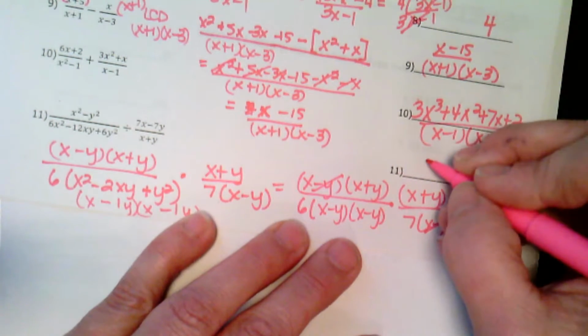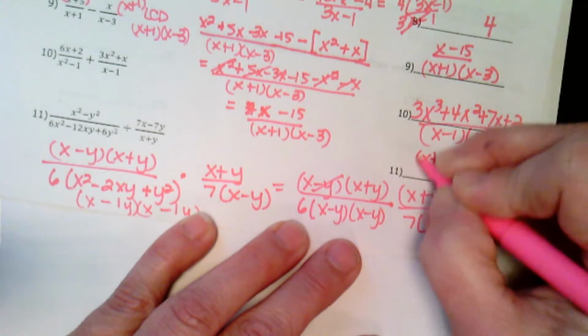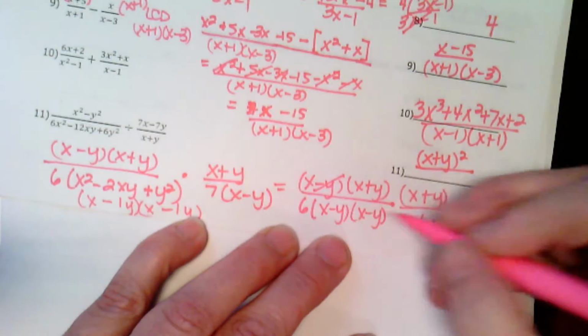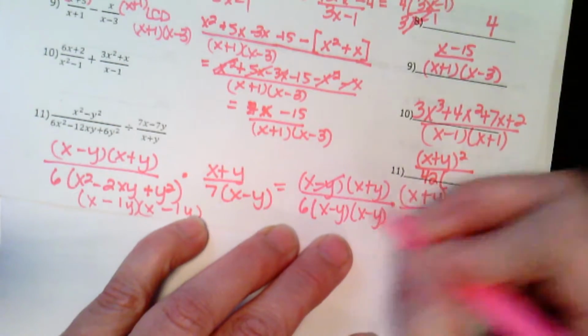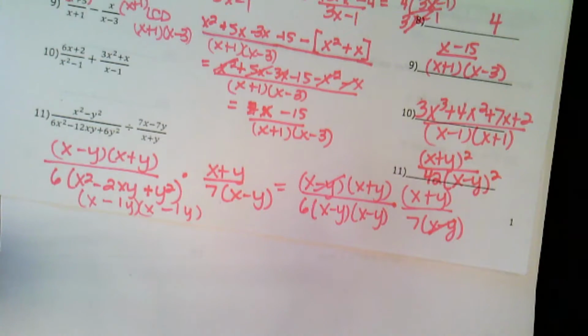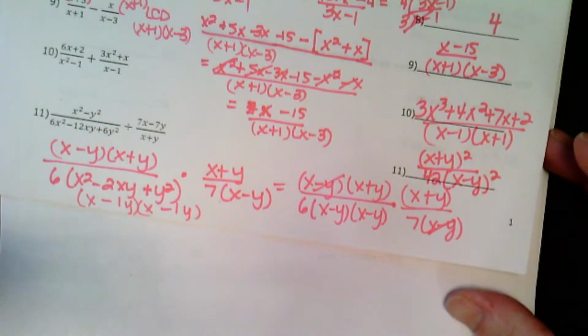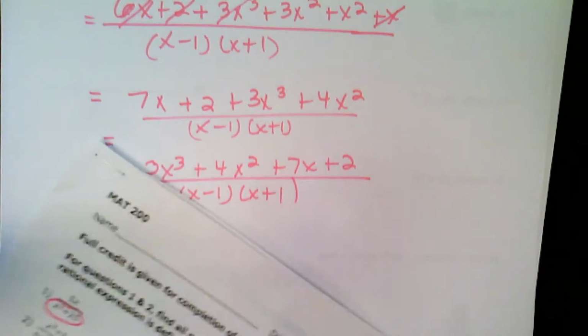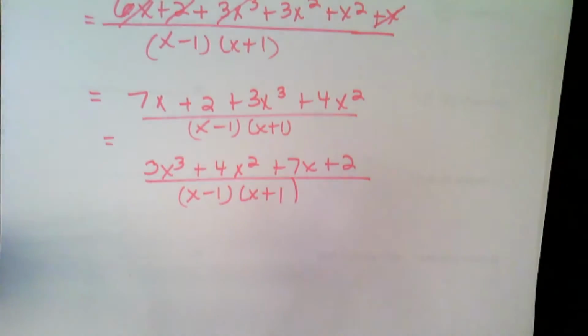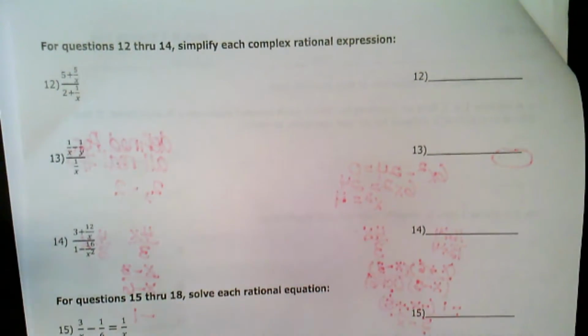So we have x plus y, and I'm just going to put squared. You could write it twice if you want to. And then 6 times 7 is 42, and then x minus y squared. Wow, that really bled through. Alright, number 12.